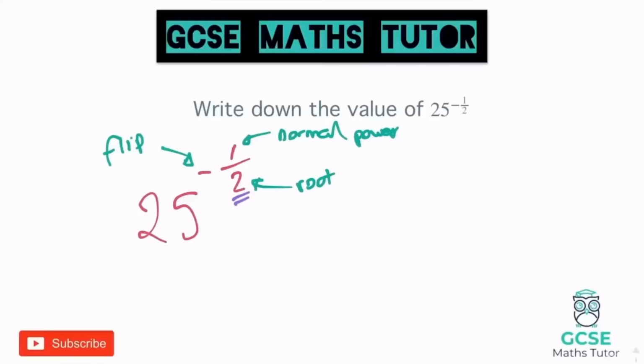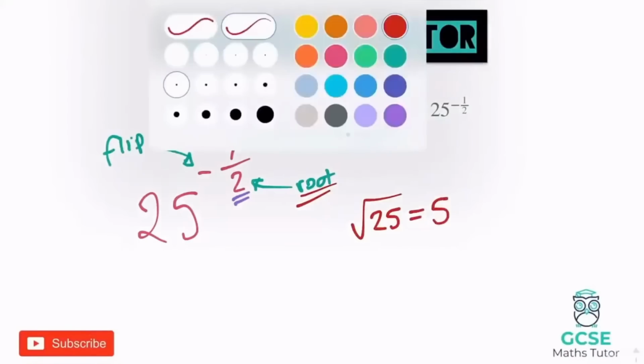So what I've got to do here, first of all, I'm going to deal with this number on the bottom. So I'm going to go for this root first. So if I do the square root of 25, we get the answer 5. So that's the root dealt with. Now I'm going to move on to the other piece.